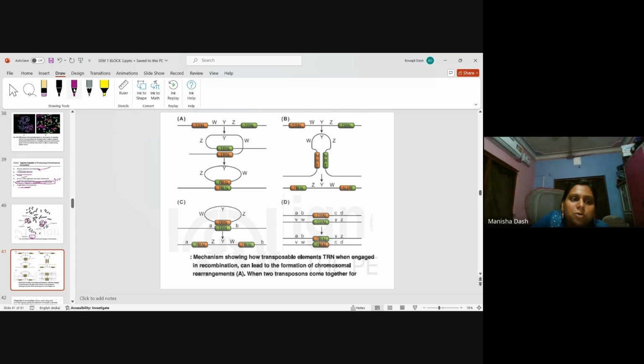Now, what kind of chromosomal changes can be induced by the transposons? So the transposons are homologous segments. The transposons can induce all 4 types of chromosomal aberration. They can induce deletion, inversion, insertion, and also translocation.